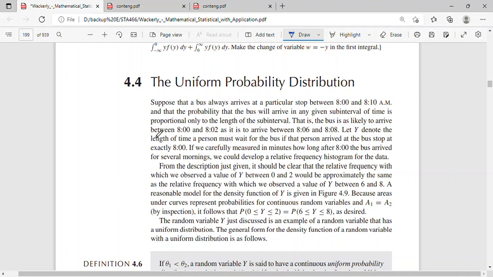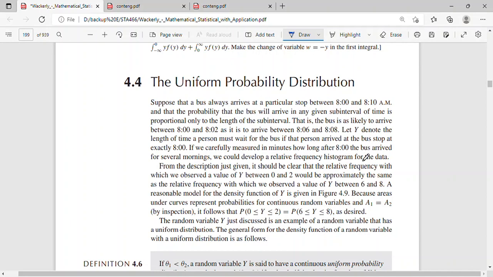Okay, let's read the first paragraph from your textbook here. Suppose that a bus always arrives at a particular stop between 8 and 8:10 a.m. And the probability that the bus will arrive in any given sub-interval of time is proportional only to the length of the sub-interval. That is, the bus is as likely to arrive between 8 and 8:02 as it is to arrive between 8:06 and 8:08. The interval is the same, within 2 minutes it arrives.